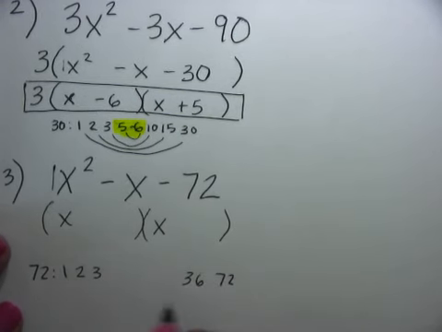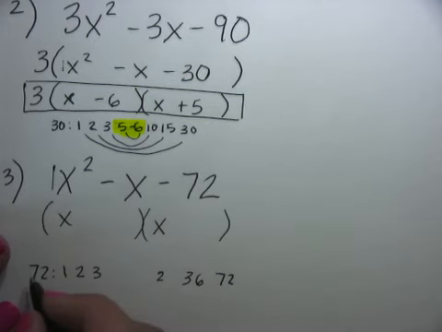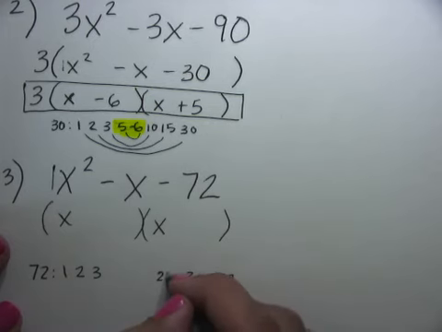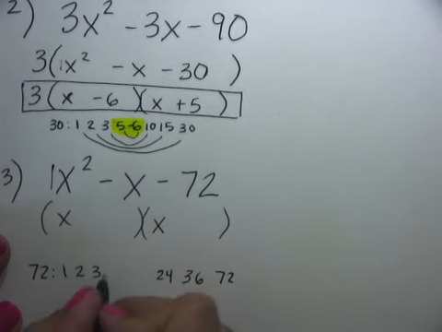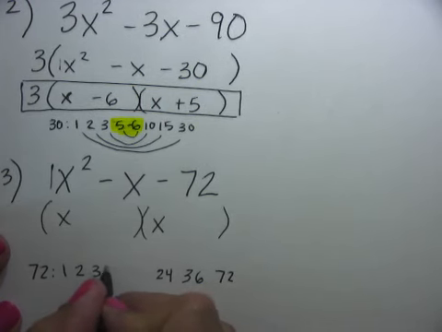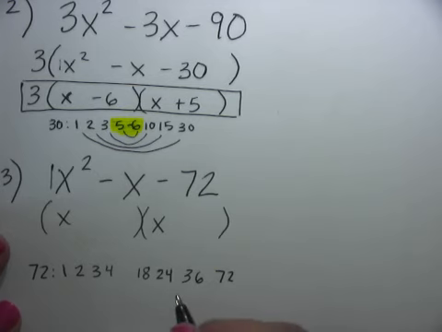1 times 72, 2 times 36, 3 times, let's see, 3 times 24 would give me 72. 4 times 18 is 72. And 8 times 9. Wow, I just happen to always pick these middle numbers.